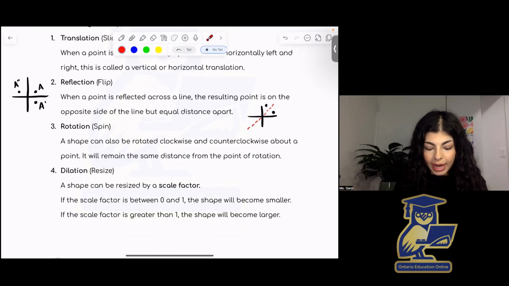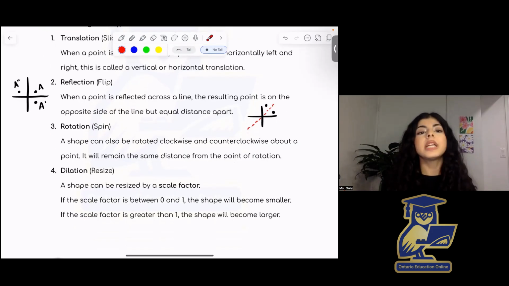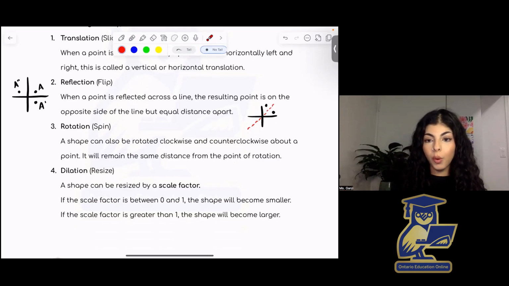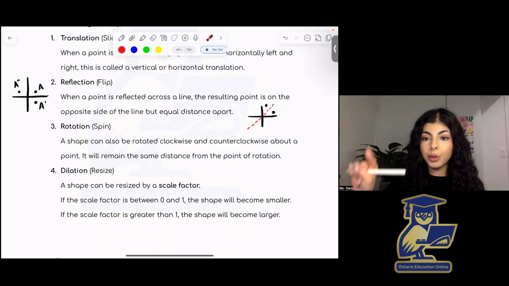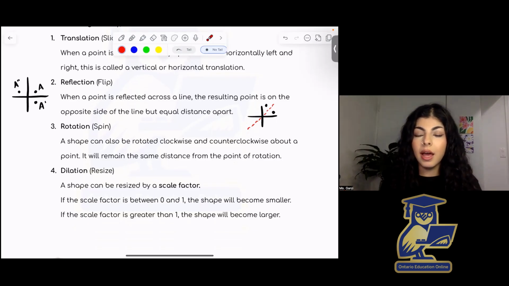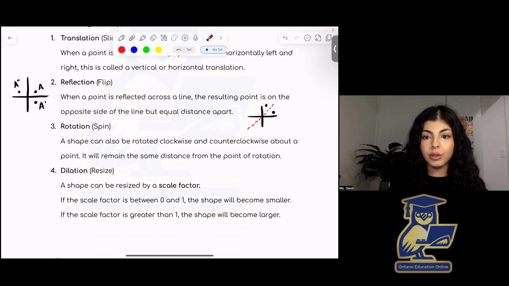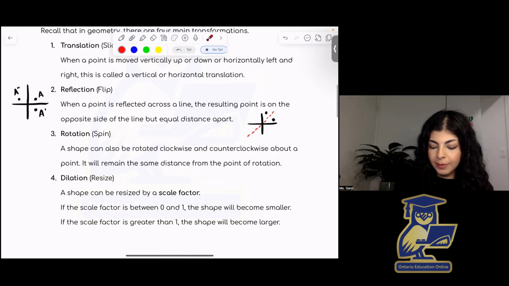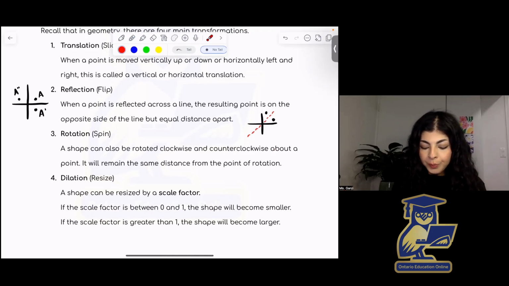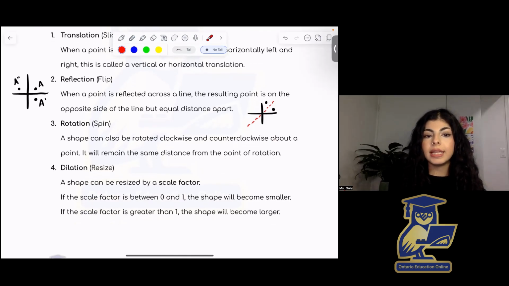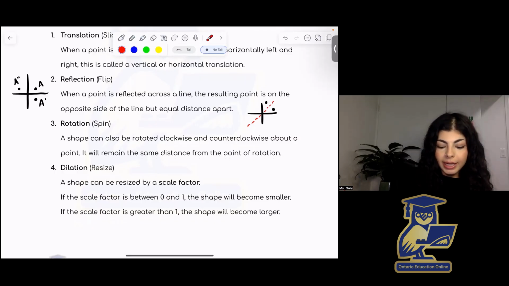Next, we are looking at rotation. So for rotation, you are rotating a point about another point, which is our reference point, and you can rotate with respect to degrees. So you can go a full 360 degrees, considering a circle, and you can go in clockwise or counterclockwise direction. So your point is going to stay the same distance, but now it's just going to be rotated.